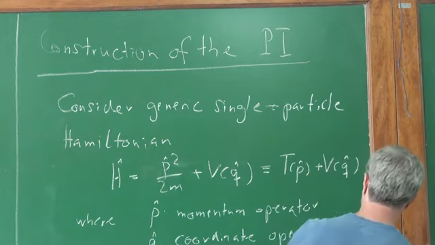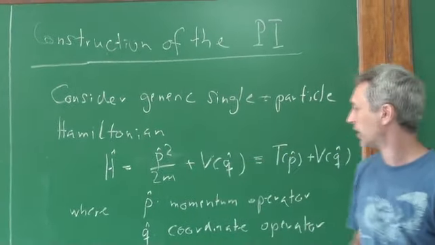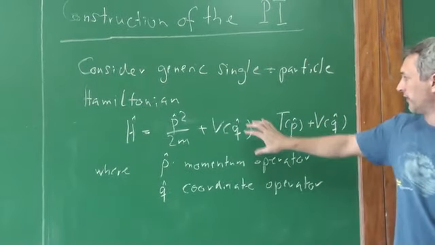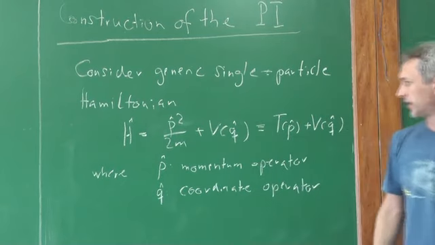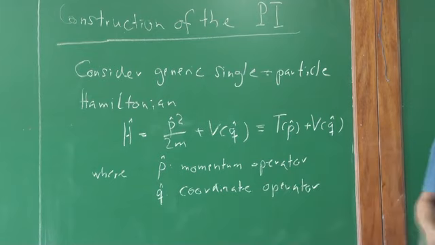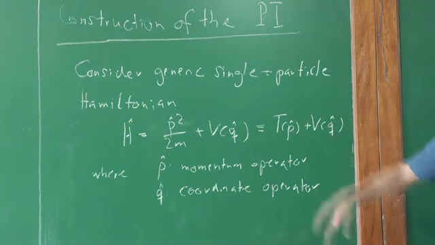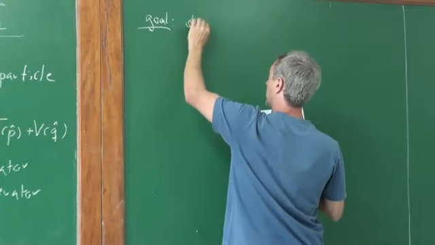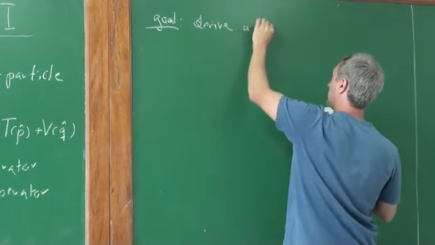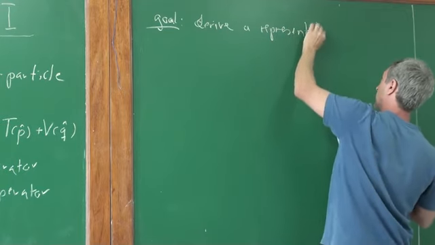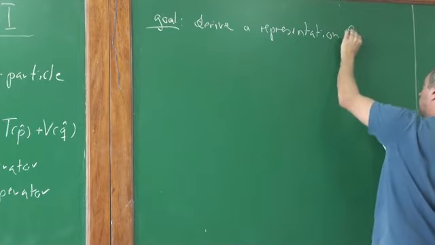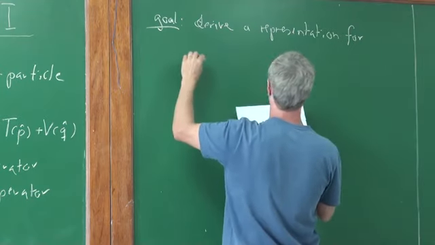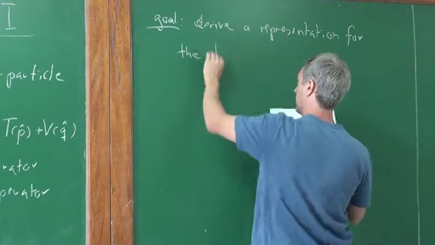As said, this is a typical problem we want to study in quantum mechanics, where we have some potential V of Q. Here I consider a one-dimensional problem, but the generalization to higher dimensions is straightforward. Just for notational convenience, I will discuss the one-dimensional problem. The goal of this lecture is the following: we want to derive a representation for the transition amplitude, which I already tried to motivate at the end of the last lecture.